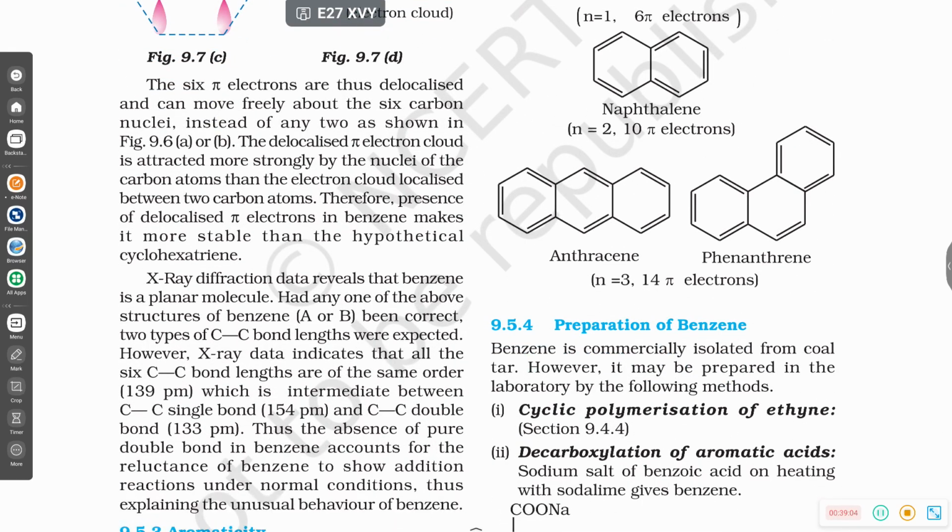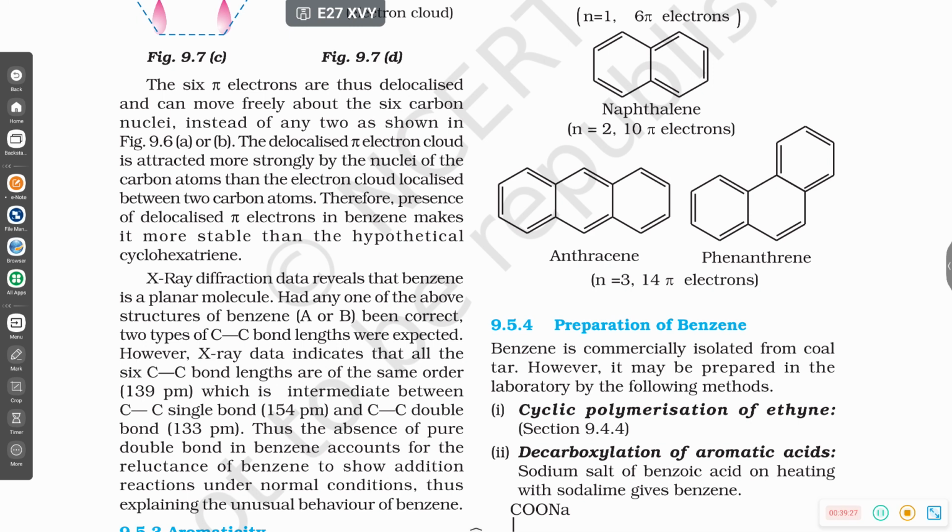Had any one of the above structures of benzene been correct, two types of C–C bond length would be expected. I said that: 151 for the single bond. But it's not coming like that. How much is it? 139, which is intermediate between single bond and double bond. It is not a true double bond, and it is not a true single bond.